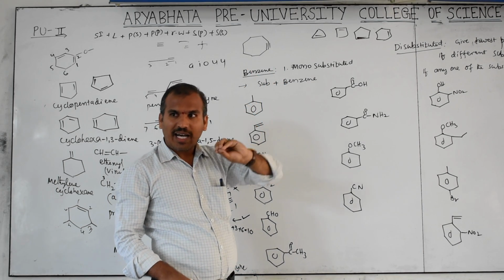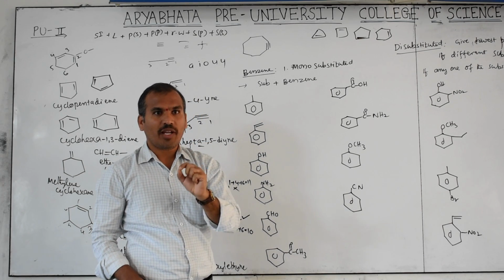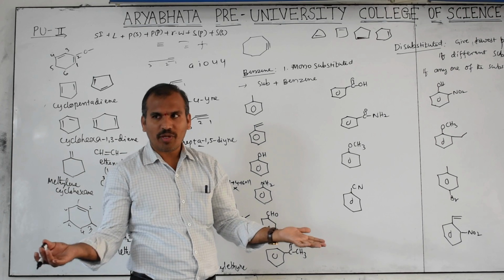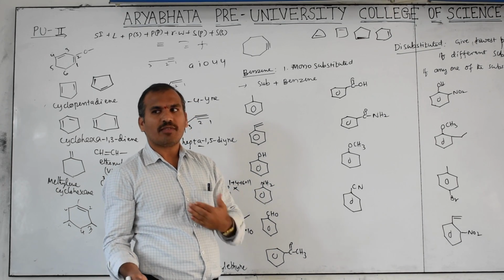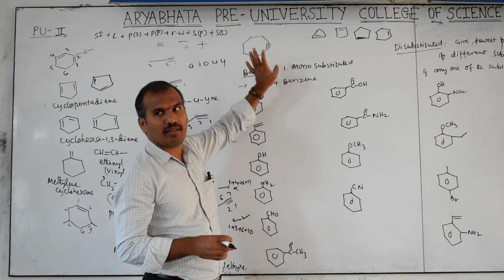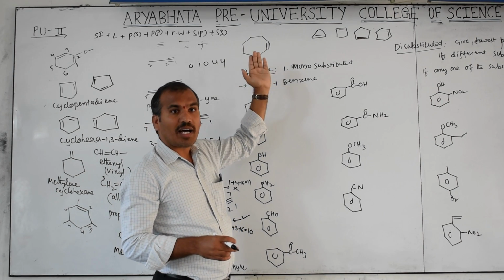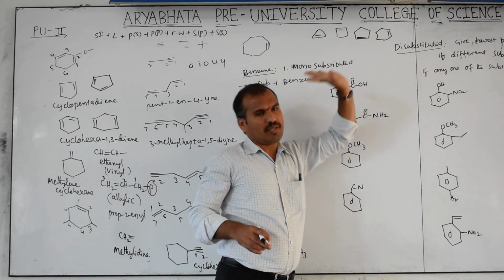A 7-membered cycloalkyne is possible, but very unstable. It is a little bit stable at very low temperature. Generally room temperature is 25, and at less than that temperature it is a little bit stable. So somewhat stable in which one? The 8-membered cycloalkyne. So from this onwards, cycloalkynes are possible. Here not possible, here not possible.